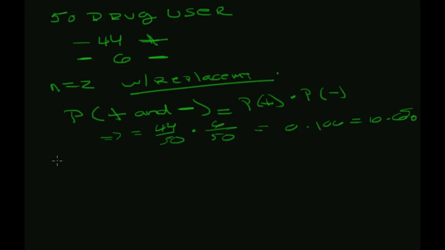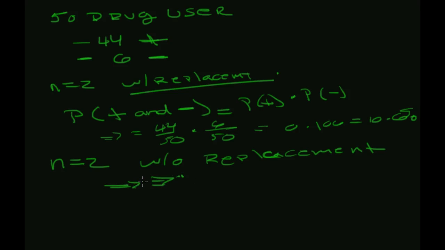Okay, so I'm going to do the same experiment, but I'm going to have n equals 2. It's going to select 2 people without replacement. Okay, so if I select them without replacement this time, well, my first selection, sorry, we're still selecting for the same thing, right? So it's the probability of positive and negative. So the first one's going to be positive, the second one's going to be negative, is the probability of positive, and then times the probability of negative given positive.